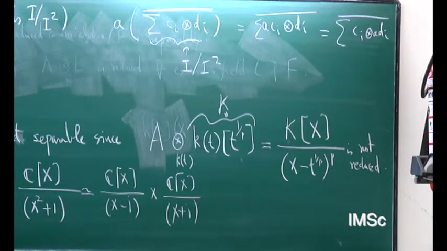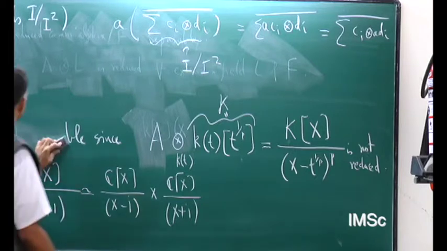It's easy to check that the difference belongs to I square. The difference of a c_i tensor d_i with c_i tensor a d_i is c_i tensor d_i times (a tensor 1 minus 1 tensor a). So c_i tensor d_i is in I by assumption, a tensor 1 minus 1 tensor a is in I clearly, and therefore their product will be in I square. Okay, so is this okay? Does that answer your question? Okay.